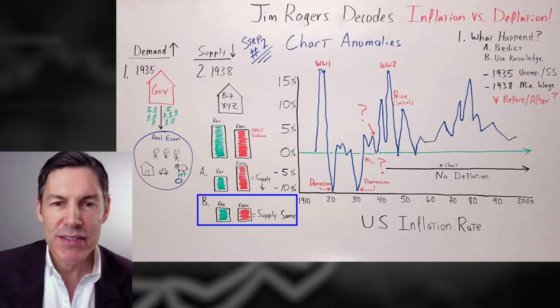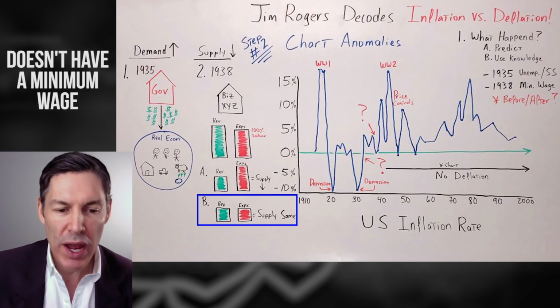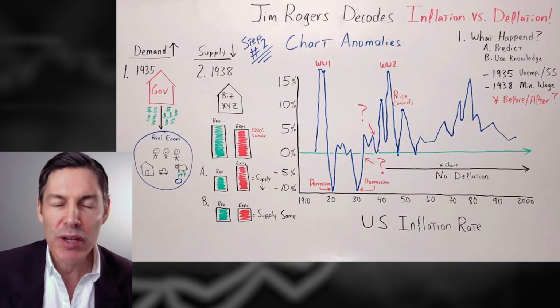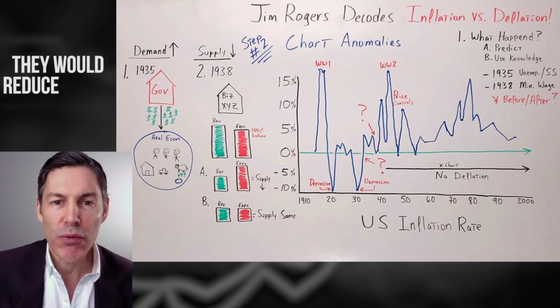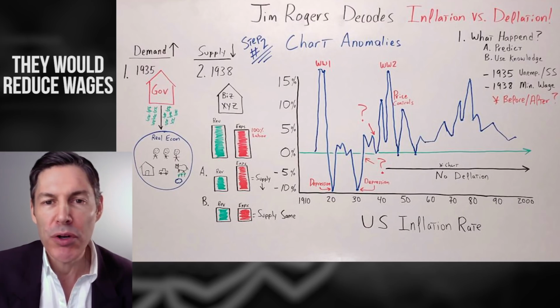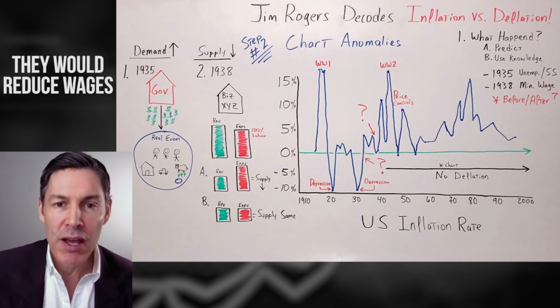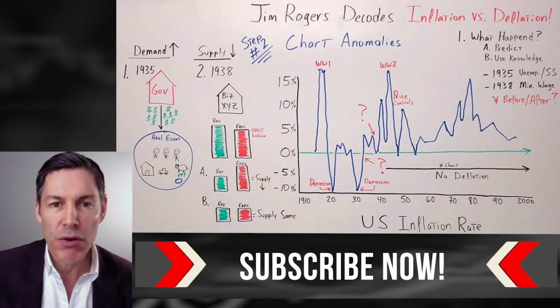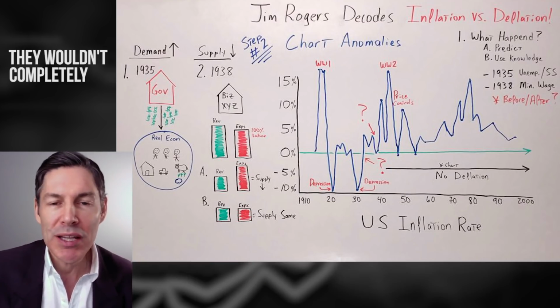But in a free market system that doesn't have a minimum wage, the revenues will go down, but their expenses would go down as well. They would just reduce wages. Therefore, they would still be able to produce their product. Granted, they might be producing less than they were before the recession or the depression, but they wouldn't completely be out of business.